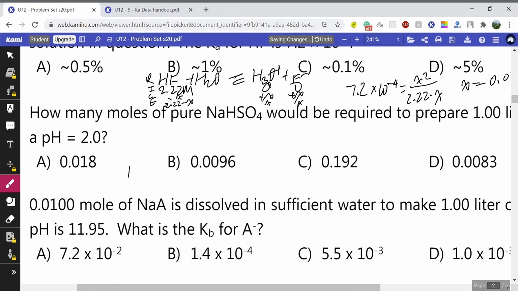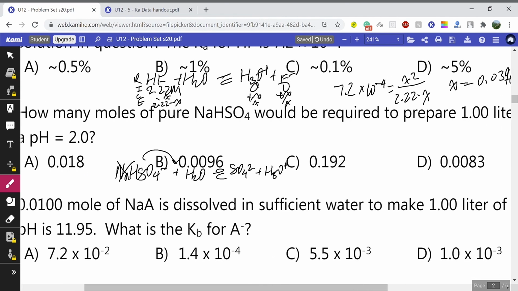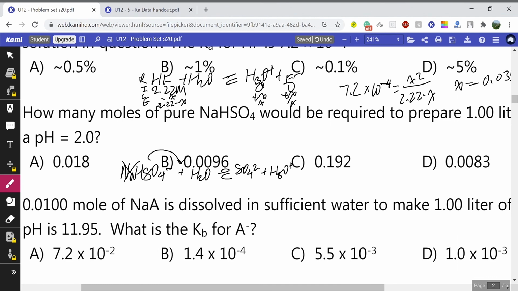To start off, we can find NaHSO4, and we know that Na has no affinity for water. So it's going to be HSO4 minus plus H2O forming an equilibrium, and since it has a pH of 2.0, that means it's acidic, so it'll be donating a proton. It's going to be SO4 2 minus plus H3O plus. Now, how many moles of pure NaHSO4 will be required to prepare 1 liter of solution having a pH of 2.0?